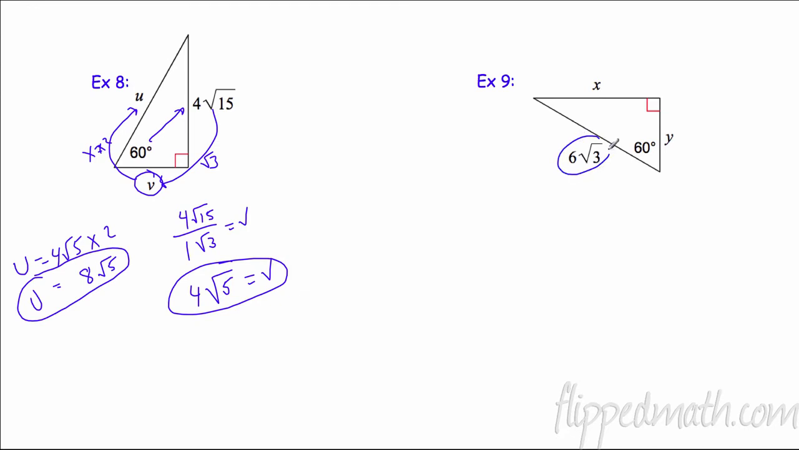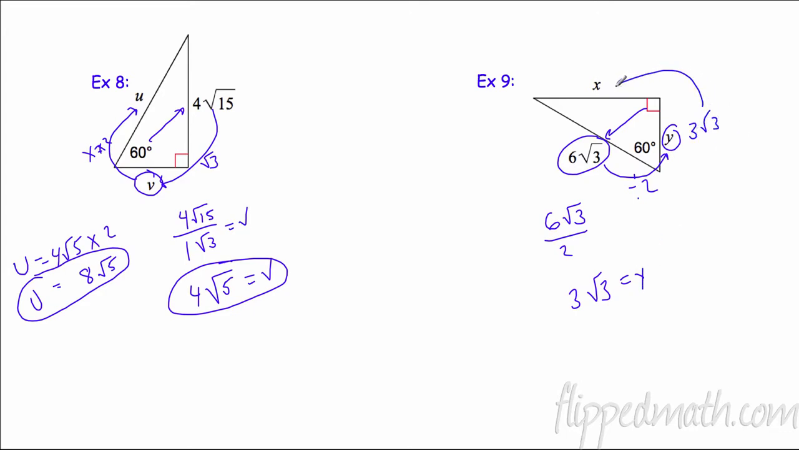I have the side across from the 90. I have the biggest side. I want to get the shortest side first. To get to the shortest side, I'm going to divide. What am I dividing by? 2. So I divide by 2. No radical, so the radical 3 stays. 6 divided by 2 is 3. So y equals 3 radical 3.